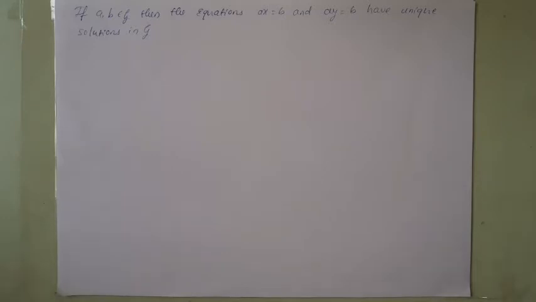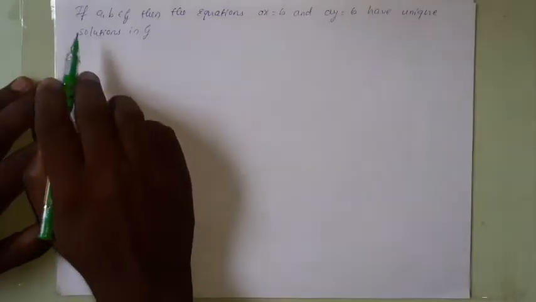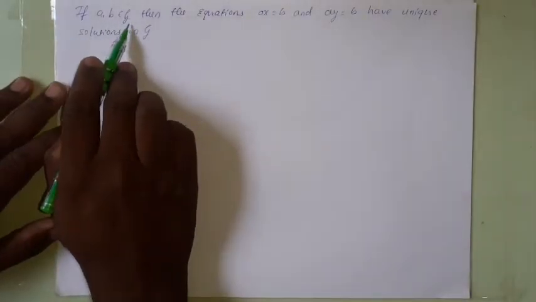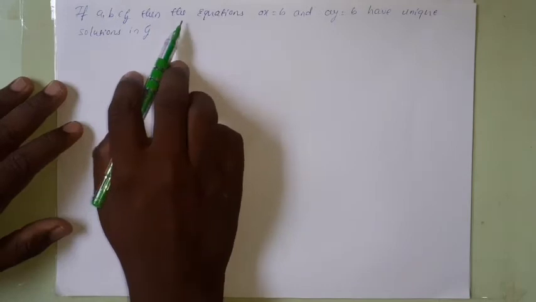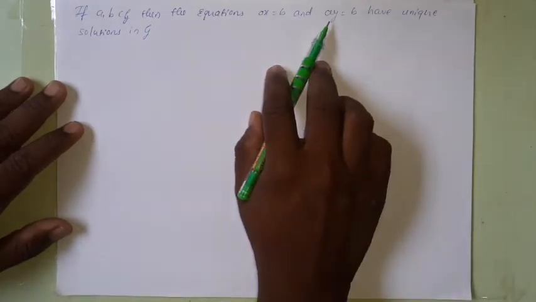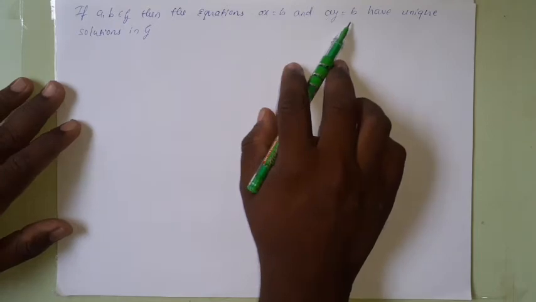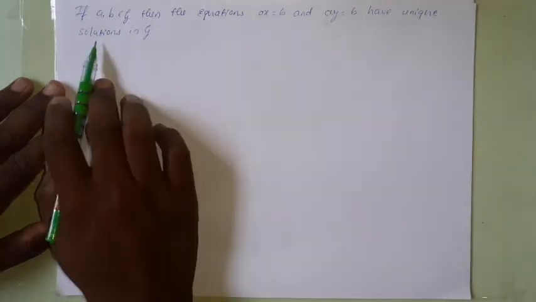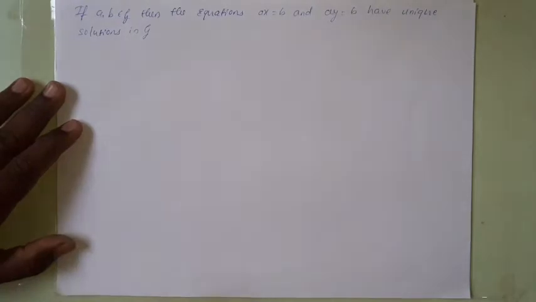In this class, let us discuss the property of group. So here the property is, if A comma B belongs to G, then the equations Ax equal to B and Ay is equal to B have unique solutions in G.